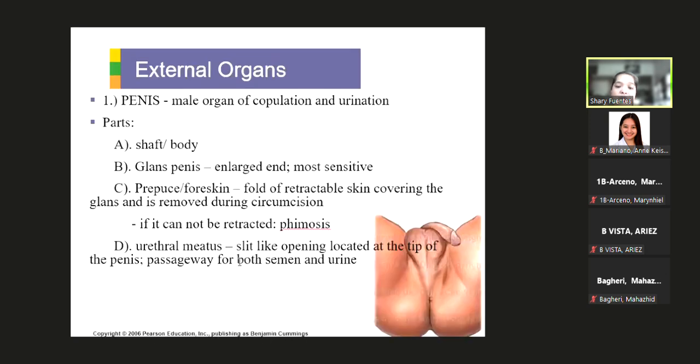Okay, I'll just go over those that were not mentioned a while ago. So the penis is the main organ of copulation and at the same time, urination. It has a shaft and the glans penis, the enlarged part. And the glans penis, by the way, is equivalent to the clitoris of the female. Why? Because it contains a lot of nerve endings. If you stimulate that one, it's going to stimulate erection. Okay, so that's why it's very sensitive. It's the most sensitive part.